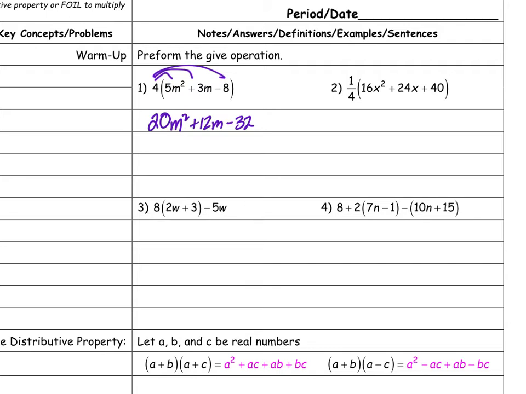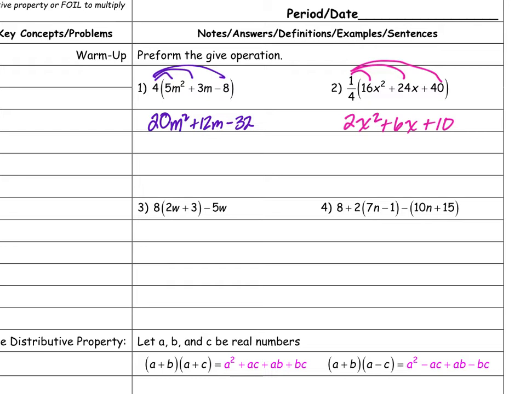Right? Because I'm distributing that 4, and that means I'm multiplying, right? And this way I'm multiplying by a 4th, so I'm distributing a 4th through there. And multiplying by a fraction is like dividing by the denominator. So 16 divided by 4 is 2x squared. And 24 divided by 4 is 6x. And 40 divided by 4 is 10.